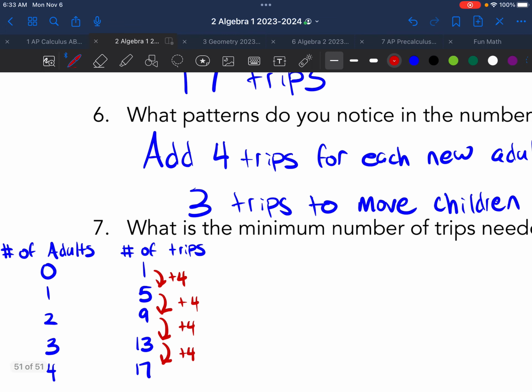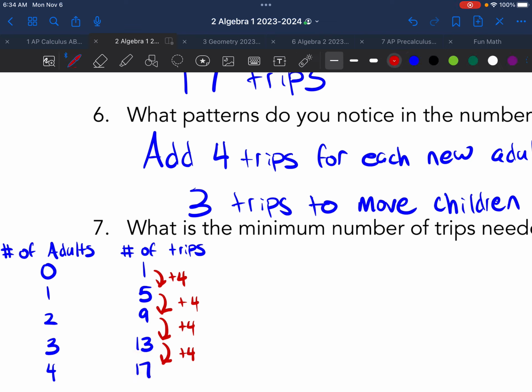So no matter what, we're going to have one trip across. And then every time that we add on an adult, essentially I'm doing 1 times 4 plus the original 1. So 1 times 4 is 4, plus 1 is 5. 2 times 4 is 8, and I have to add the original 1. 3 times 4 is 12, add the original 1 to get 13. 4 times 4 is 16, add the 1 to get the 17.